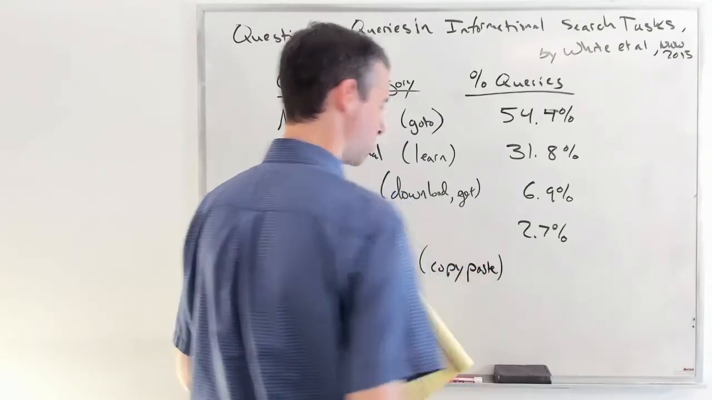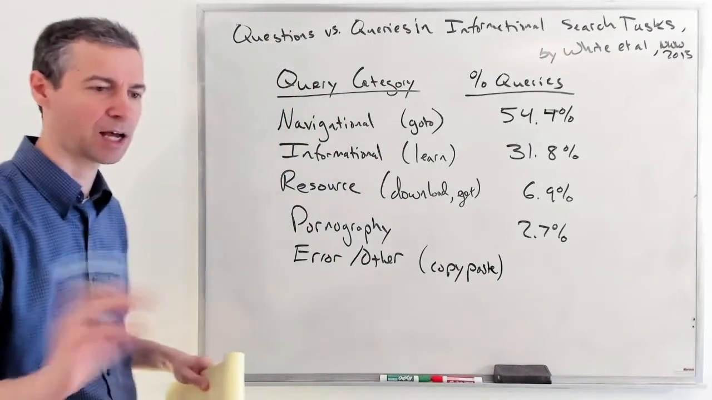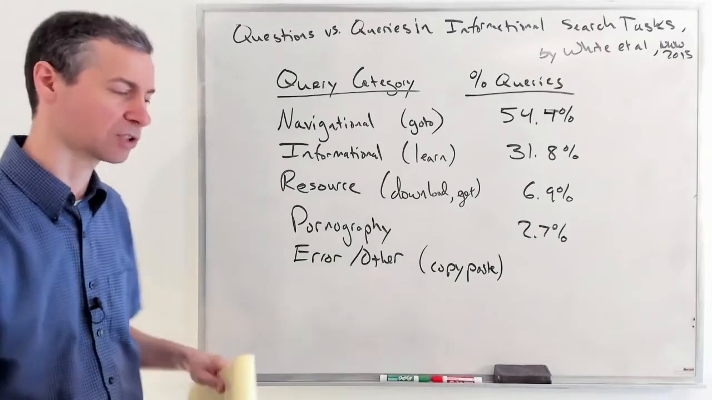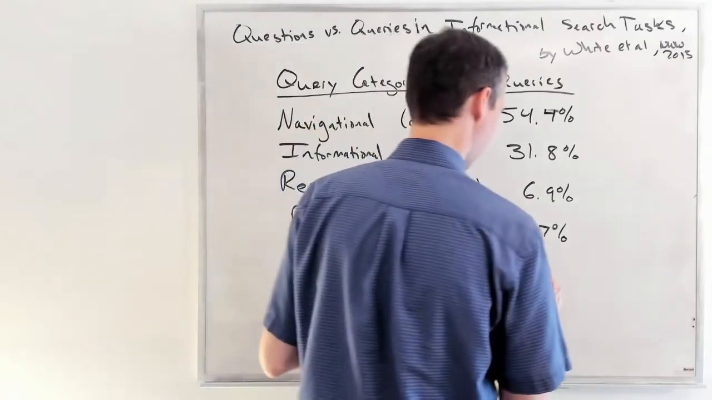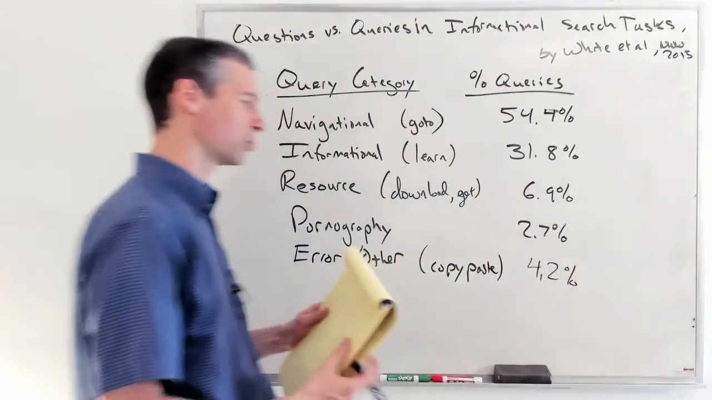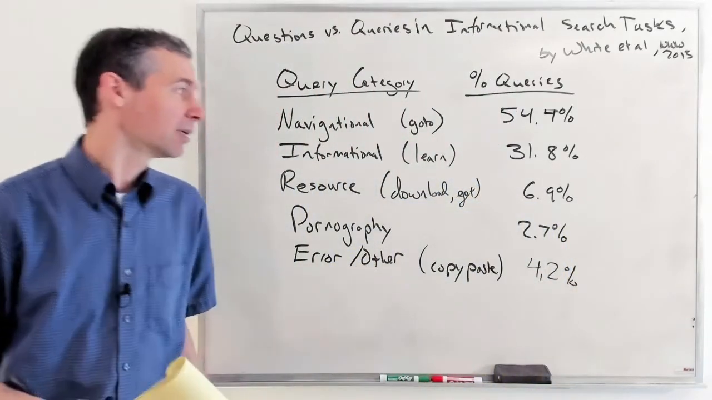Often these are copy and paste, where someone has accidentally copied and pasted something into the search field and hit search, and they didn't want it. That wasn't their intention to do a search. That makes up 4.2%.